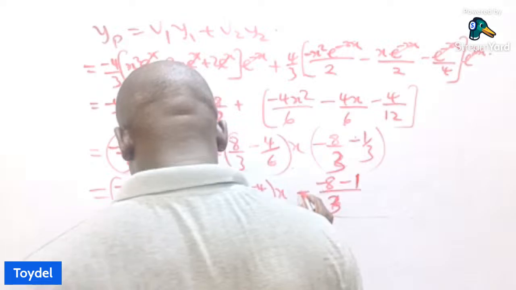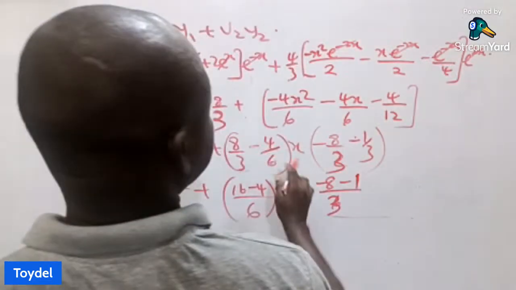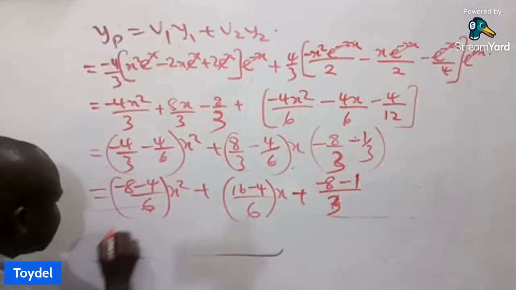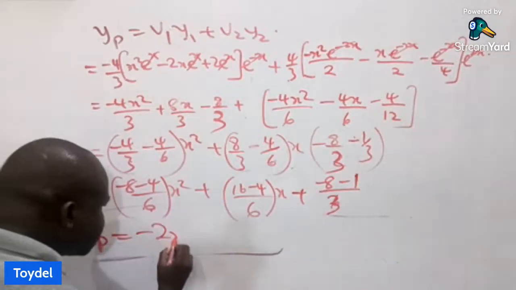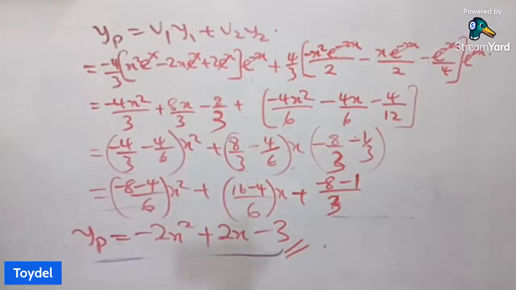At the end of the day, the final answer, yp, will now be minus 8 minus 4. That is minus 12 divided by 2, that will be minus 2x squared. Plus 8 by 16 minus 6 is 12, plus 2x. Then minus, that will be minus 3. This is the value of our yp.